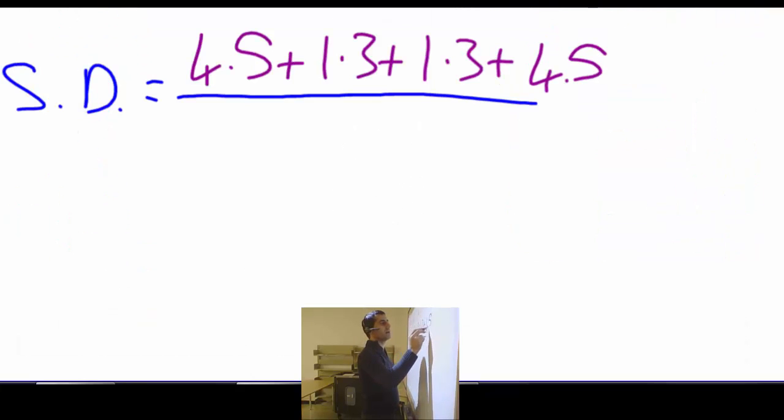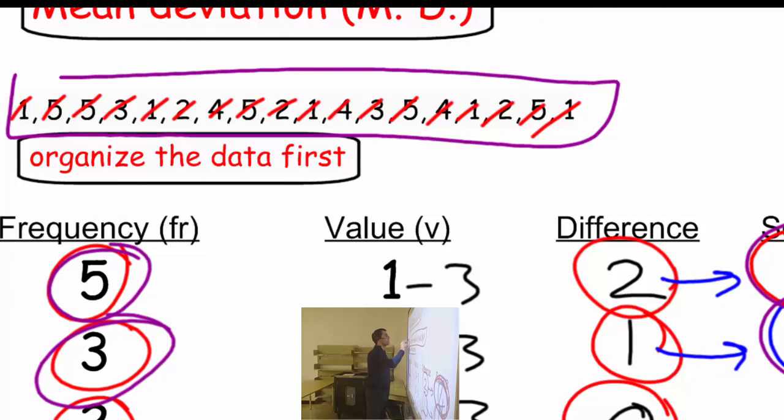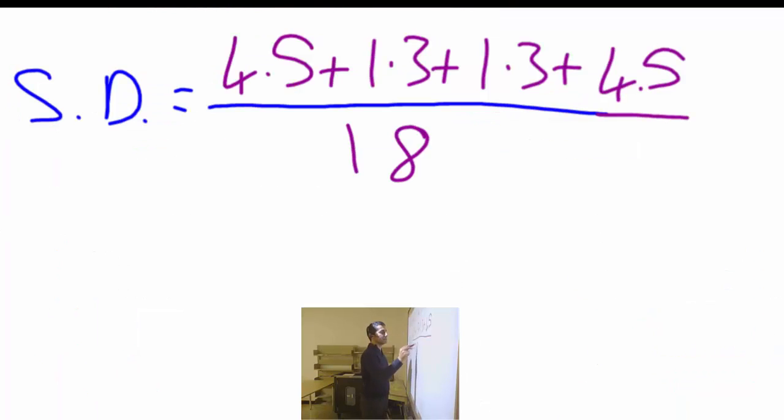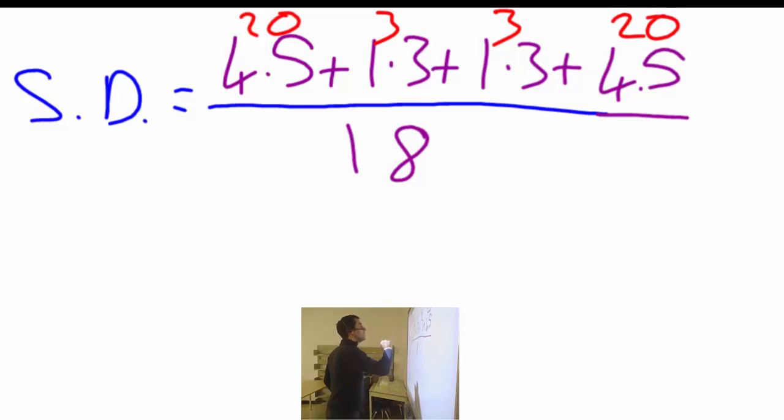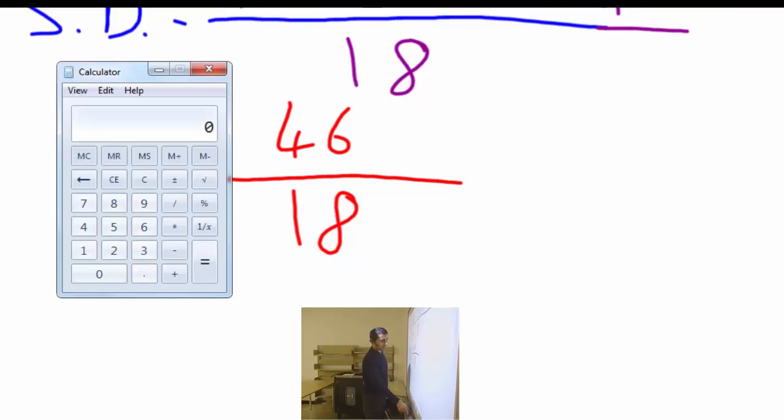We will divide this by the number of data, which you get by adding the frequencies, 18, or you simply count the number of data, which is 18. So let's divide this by 18. 4 times 5 is 20, 1 times 3 is 3, still 3, still 20. So that is 20, 23, 46. 46 divided by 18. That is 2.56.